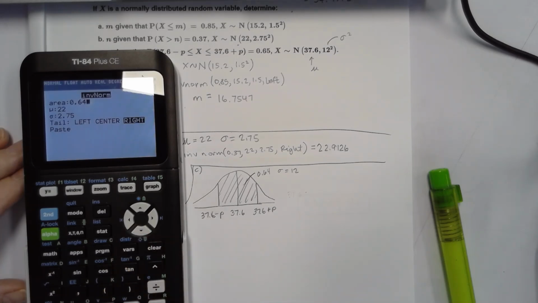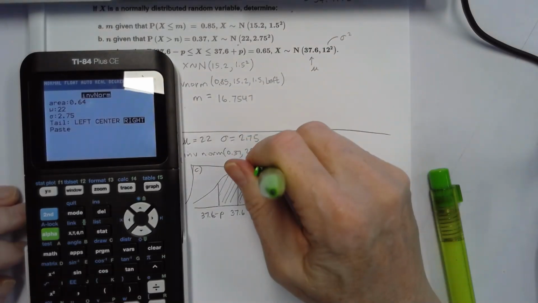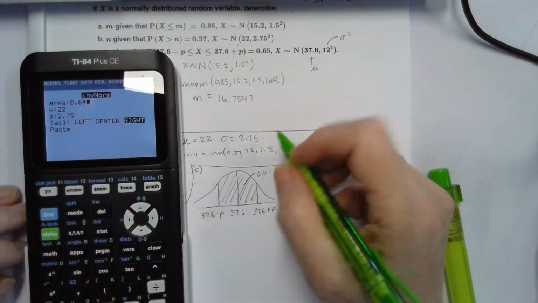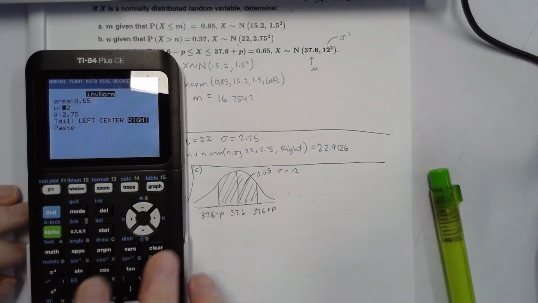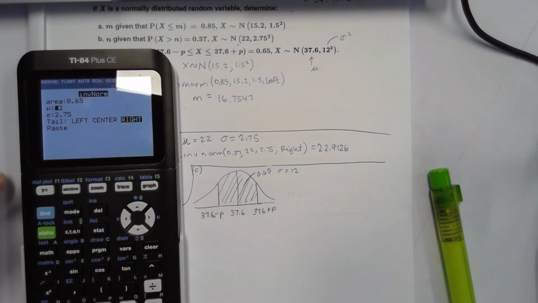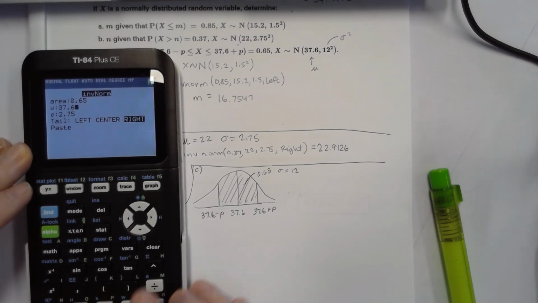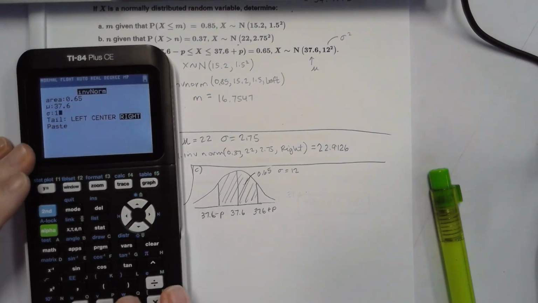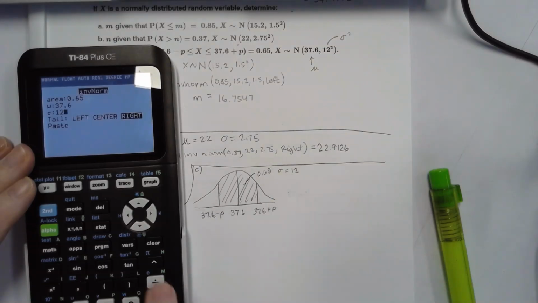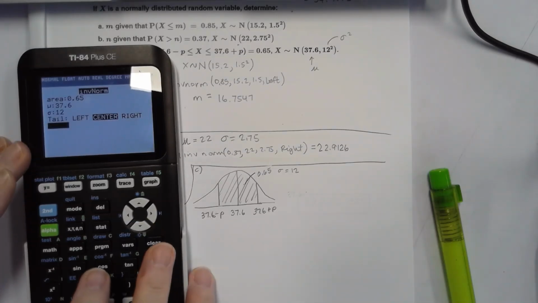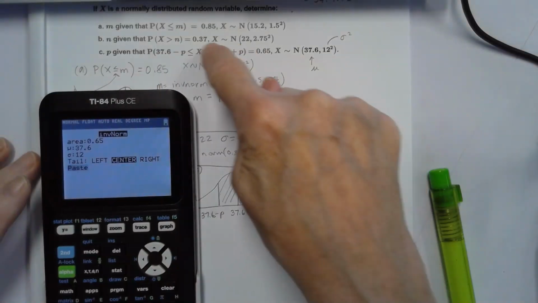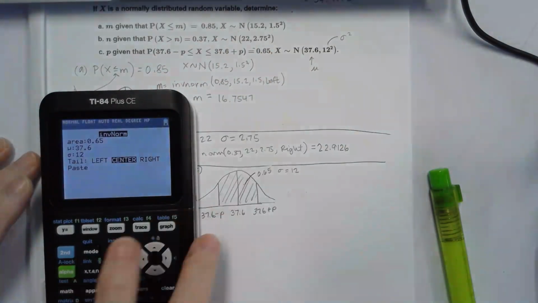Is it? Thanks. 0.65. And my mean is 37.6. And my standard deviation is 12. So far, so good. And then I want the center, because I want it to be between these two things. So you can tell when it looks like that it's between two things, that you're going to use center.